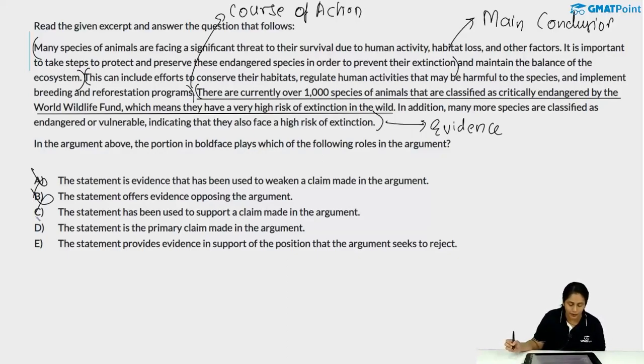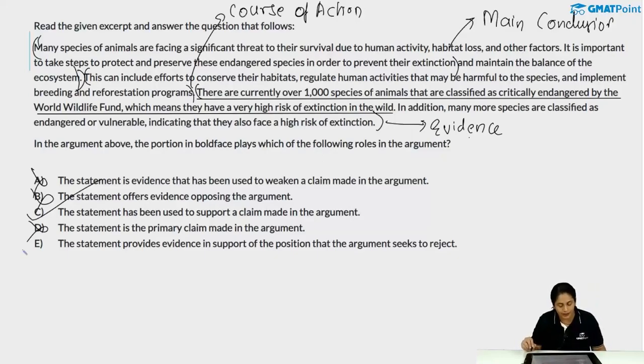C: The statement has been used to support a claim made in the argument. Exactly true. The claim is that many species are facing extinction, and this actually supports that claim. So this is true. D: The statement is the primary claim made in the argument. No, the primary claim is that many species are facing extinction. This is essentially used to support that claim. This is the main claim, this is the main argument, and this is evidence used to support that claim. So D is also not true.